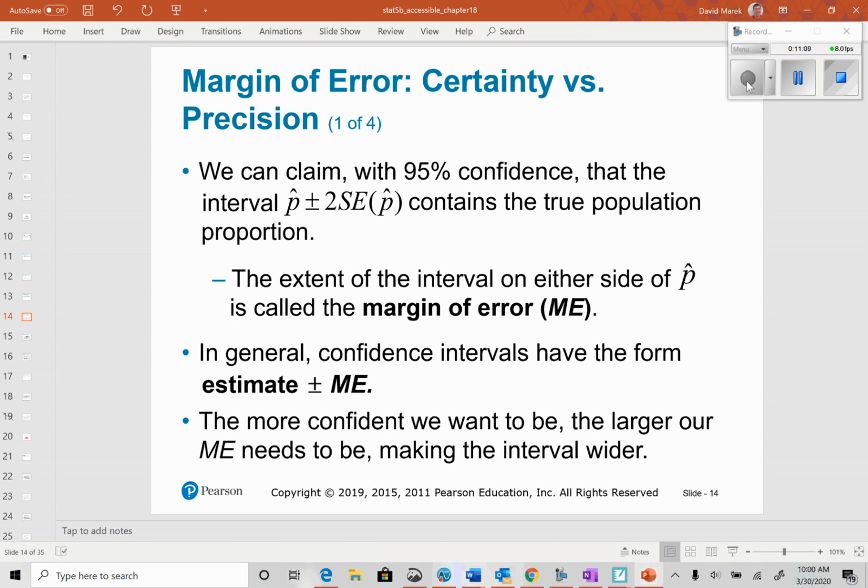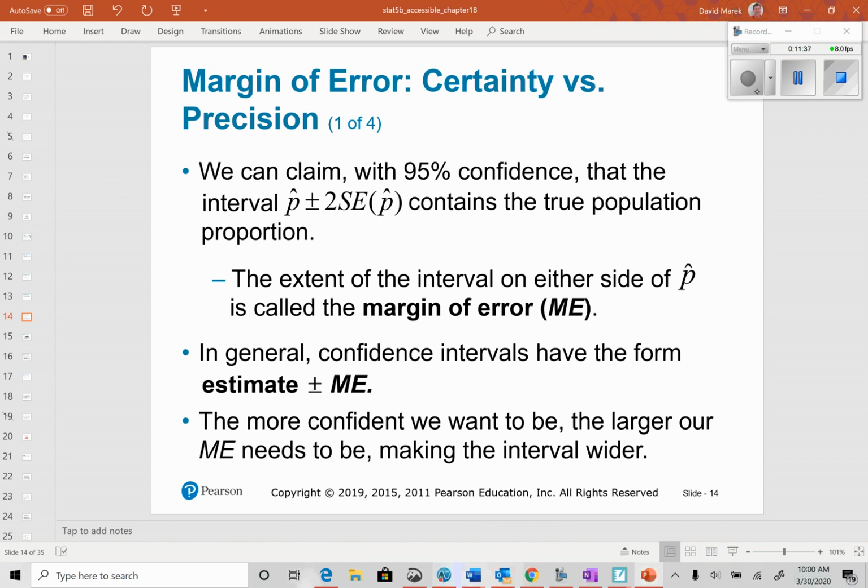All right. So let's get to actually building our confidence interval. Again, it's going to be a high end and a low end. So we're going to take, and again, here's the formula, you can pay attention to this: p hat plus or minus 2 standard errors of p hat. The extent of the interval on one side or the other is called the margin of error.